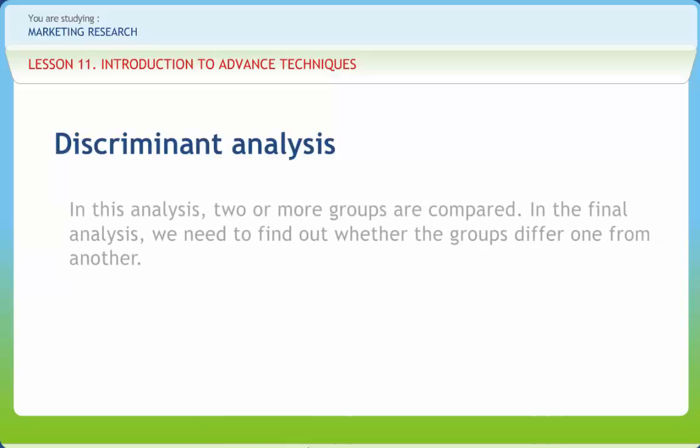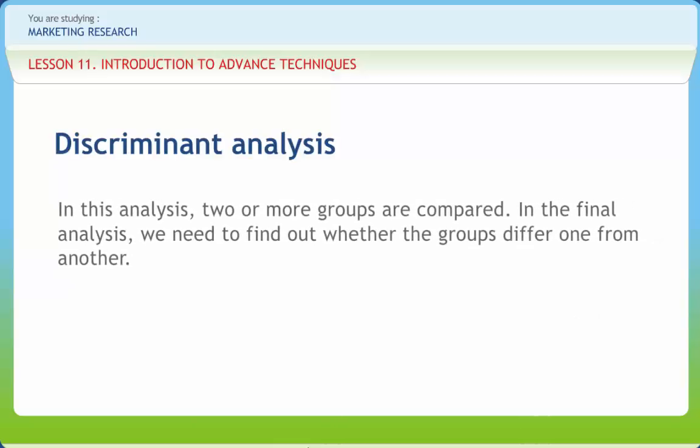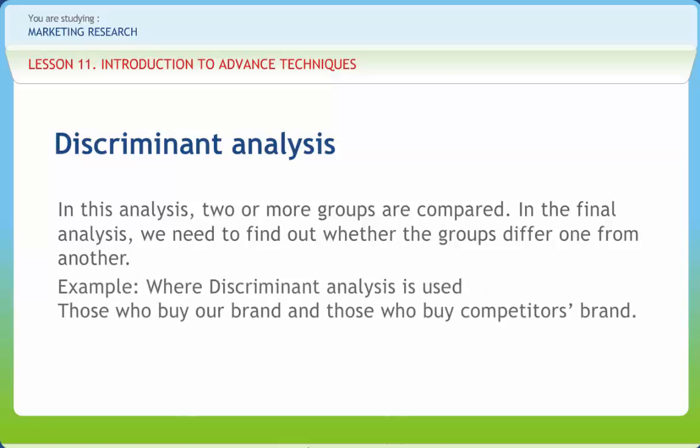In discriminant analysis, two or more groups are compared. In the final analysis, we need to find out whether the groups differ one from another. Examples where discriminant analysis is used: those who buy our brand and those who buy competitors' brands.